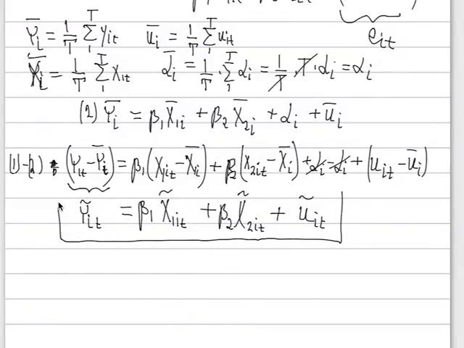Now in the transformed regression, you don't have alpha i. You don't have alpha i, and you don't have to worry about fixed effects now. So it was easier than what it looked like before, right?